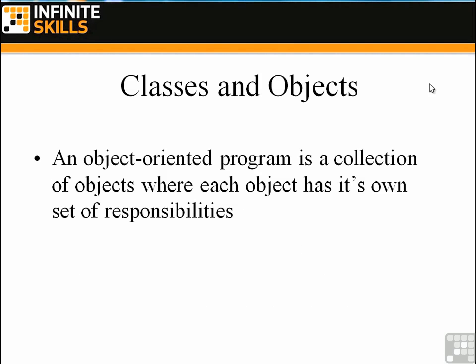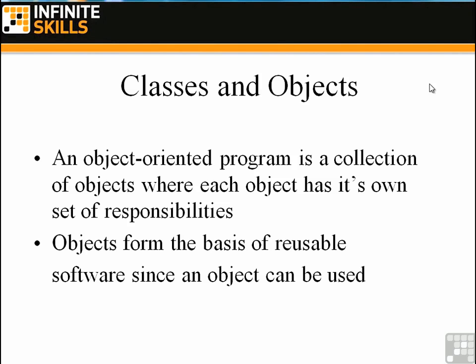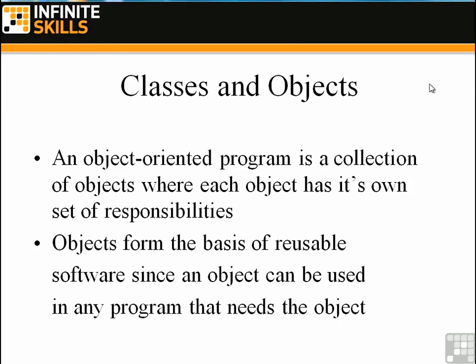An object-oriented program is a collection of objects where each object has its own set of responsibilities. So rather than try to mix everything up together when we write an object-oriented program, we create objects that have strict sets of responsibilities. This way we know when something goes wrong in a program, we know where to look to find the error. The error is in the object that's responsible for that behavior. Objects form the basis of reusable software since an object can be used in any program that needs the object. That's another great benefit to object-oriented programming.